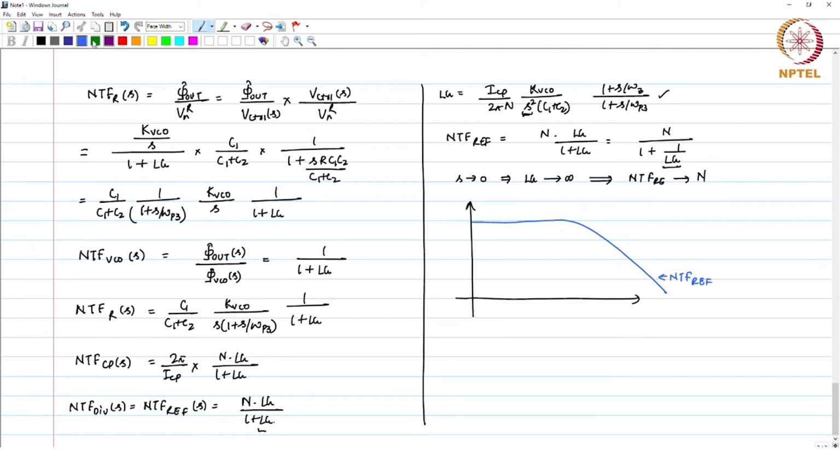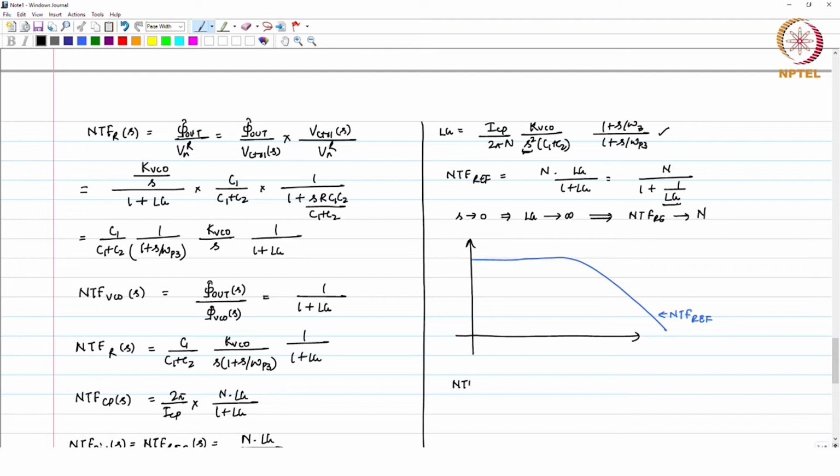Okay. Then if you look at the transfer function NTF of VCO, NTF of VCO is 1 by 1 plus loop gain, right. So, as S tends to 0, loop gain tends to infinity. As loop gain tends to infinity, NTF of VCO will tend to 0. So, what you will find is that NTF of the VCO will look like this, apparently.